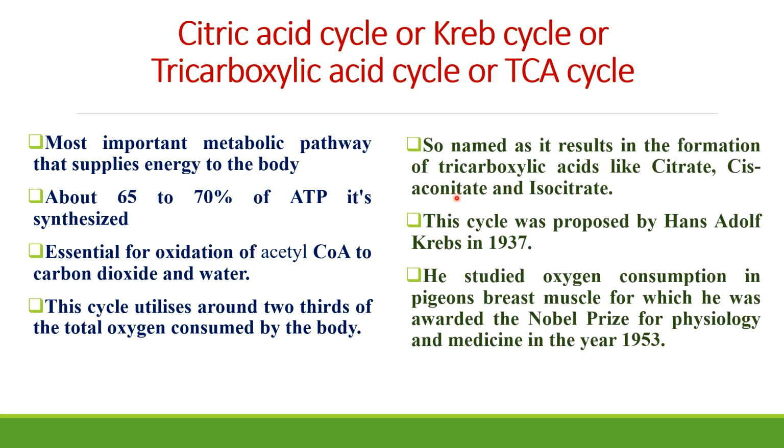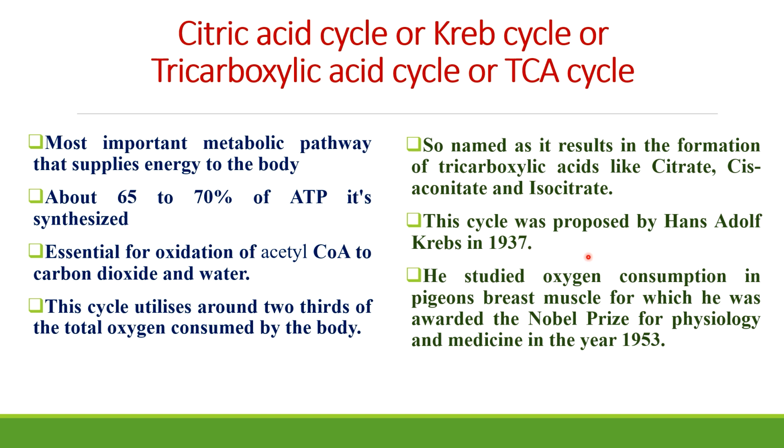And why is it named the tricarboxylic acid cycle? It is because it results in the formation of citrate, cis-aconitate, and isocitrate, which are tricarboxylic acids. As it results in the formation of these three, we call it the tricarboxylic acid cycle.